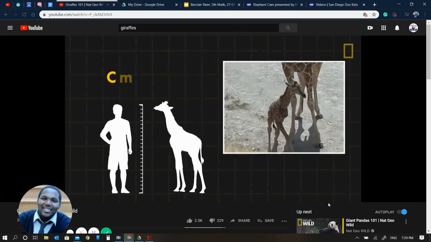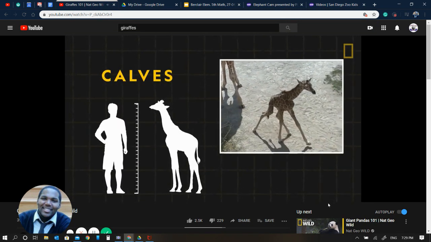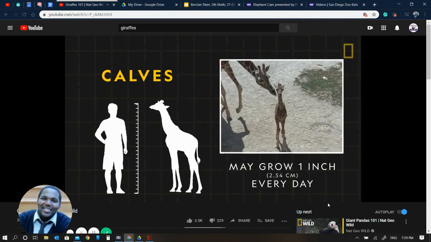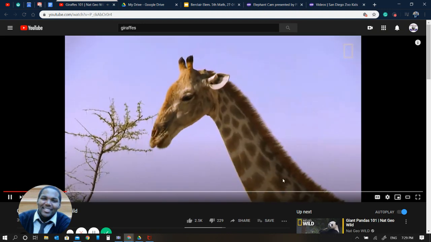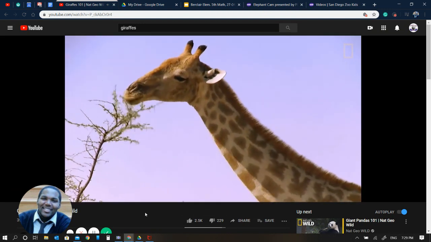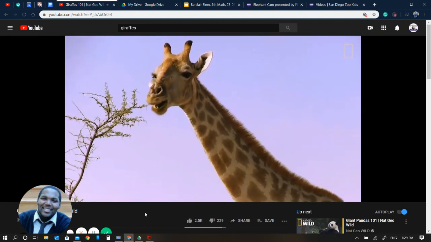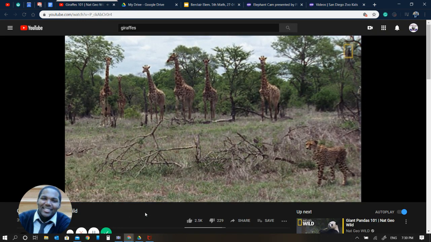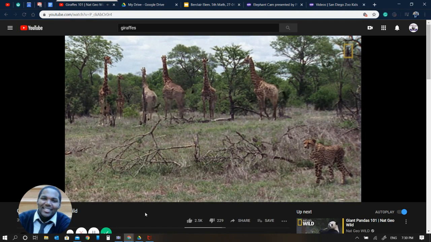Baby giraffes, called calves, are born 6 feet tall and may grow an additional inch every day during their first week. This exceptional height allows giraffes to eat leaves and buds from treetops, unreachable by other animals, and to look out for predators and other oncoming dangers.